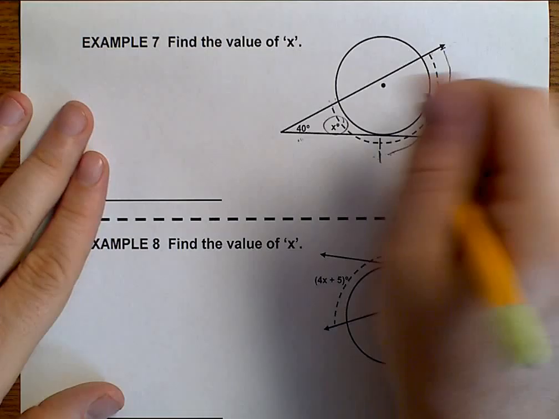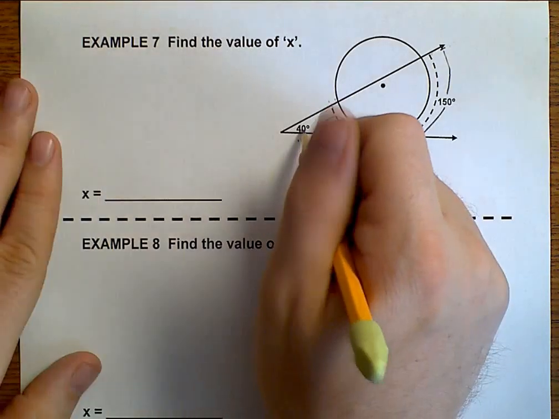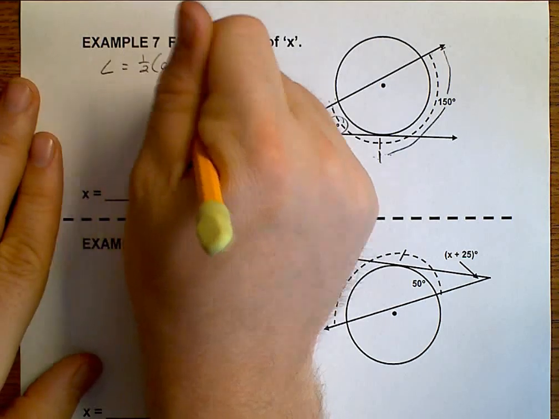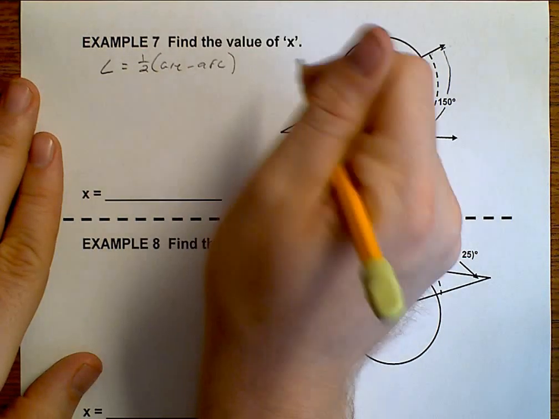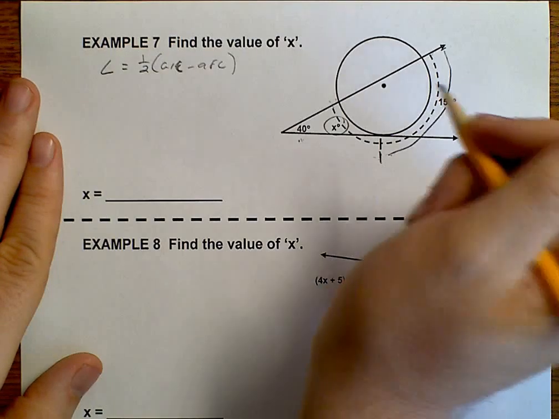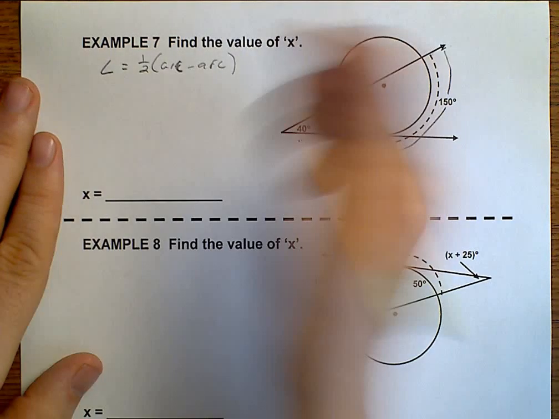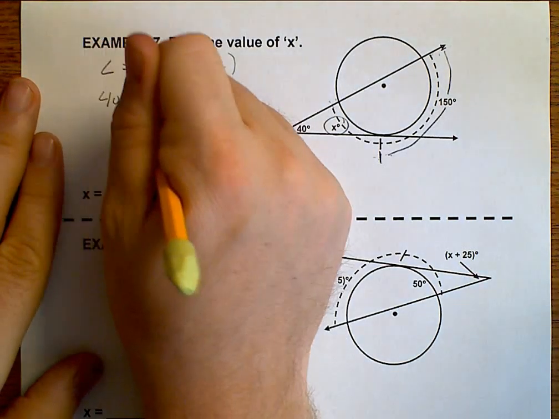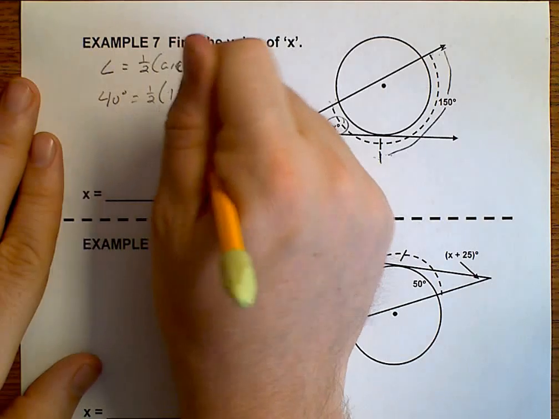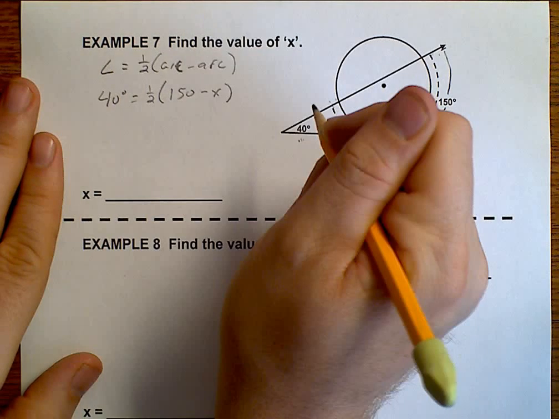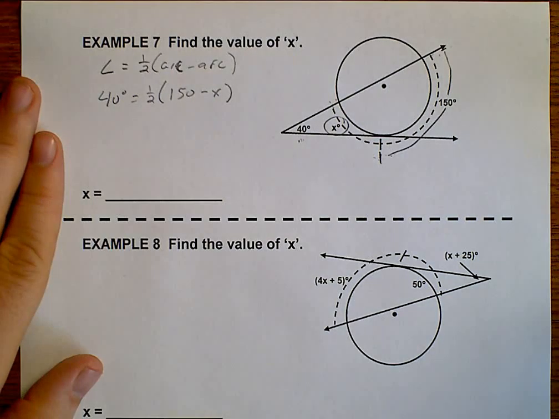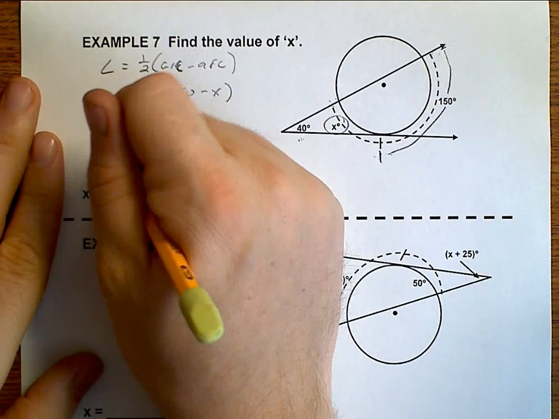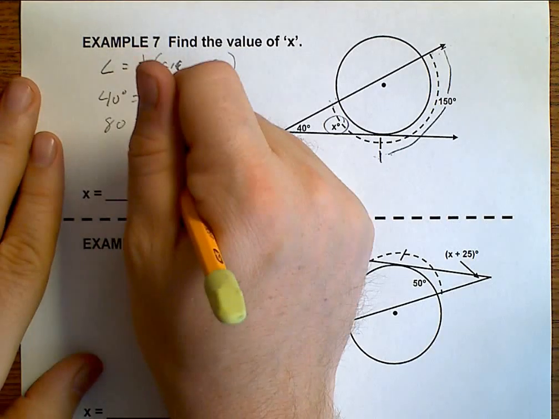Well, I know that my angle equals 1/2 of arc minus arc. And I can tell by looking at it the 150 is larger. So my 40 degrees is 1/2 of 150 minus x. Well, I don't like multiplying by 1/2, so I'm just going to multiply by 2. So 80 equals 150 minus x.